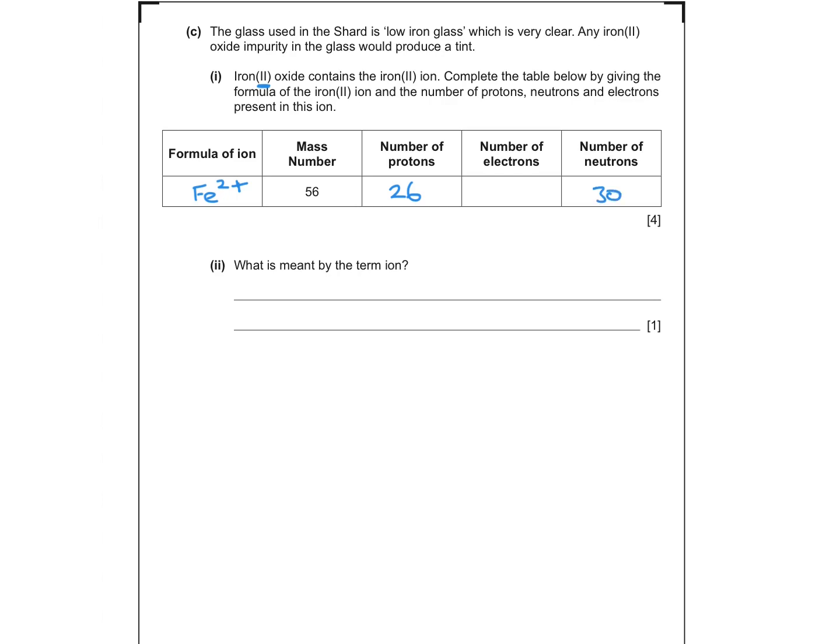The electrons, now in an atom, the number of electrons equals the number of protons. But this is not an atom, it's Fe2+. The 2+ tells us that it must have lost 2 electrons. So if it had 26 electrons in the atom, it loses 2 to become Fe2+. The ion has 24 electrons. And then part 2, what is an ion? Well, an ion is just a charged particle. It's like a charged atom, and it forms when an atom gains or loses electrons.